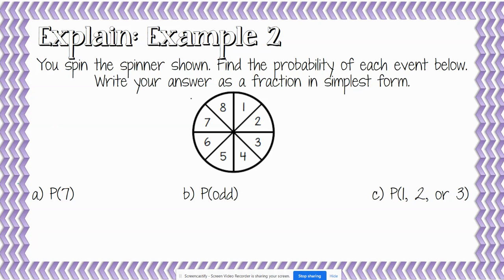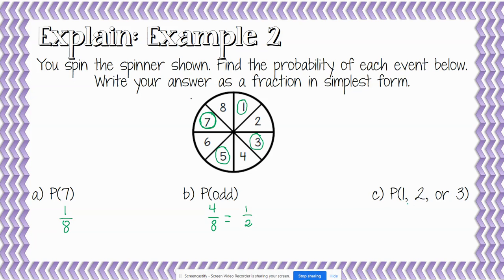Let's check your answers. Part A says the probability of a 7. When I look at the spinner, I see that there is one 7 on the spinner and there were 8 total spaces. So the probability of landing on a 7 is 1 out of 8. Now let's look for the probability of landing on an odd. I see that there are 1, 2, 3, 4 odd numbers on my spinner, and that's out of 8 total spaces. So the probability of landing on an odd is 4 out of 8. But I know that 4 out of 8 can be simplified to 1/2.